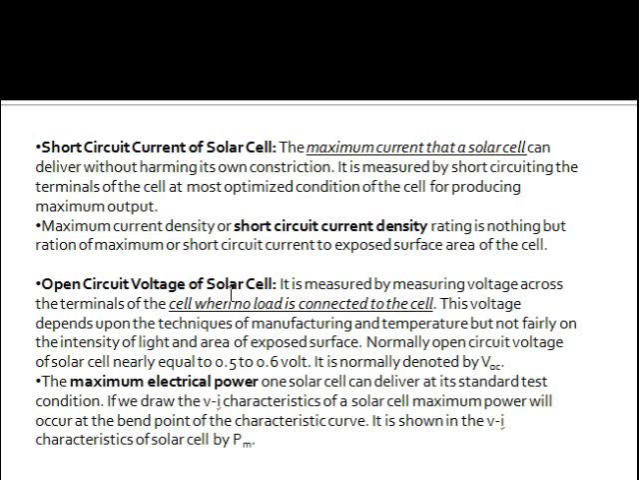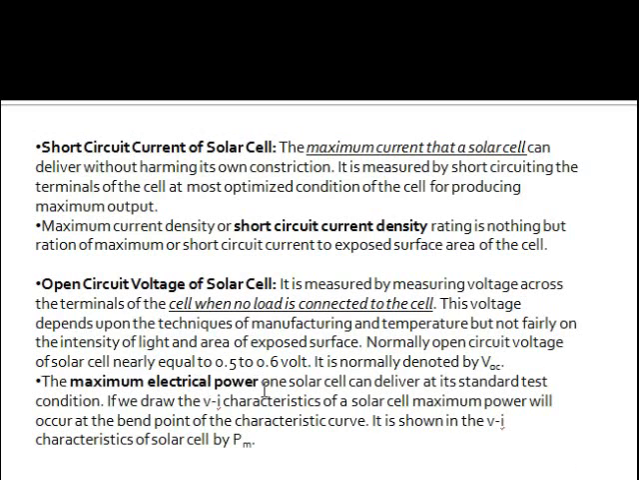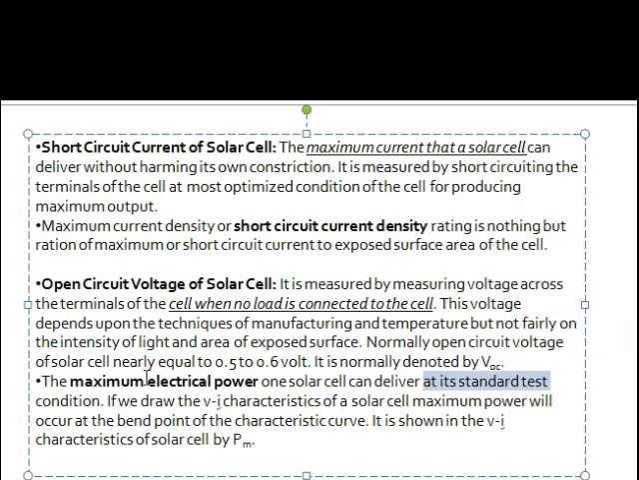And open circuit voltage VOC I have told. VOC is nothing but when there is no load connected to the cell, the voltage which is measured across the terminals is called open circuit voltage, VOC. Then maximum power means the power which is delivered at standard test conditions, and the maximum will occur usually at the bend point, and it is shown in the VI characteristics as a point Pm.